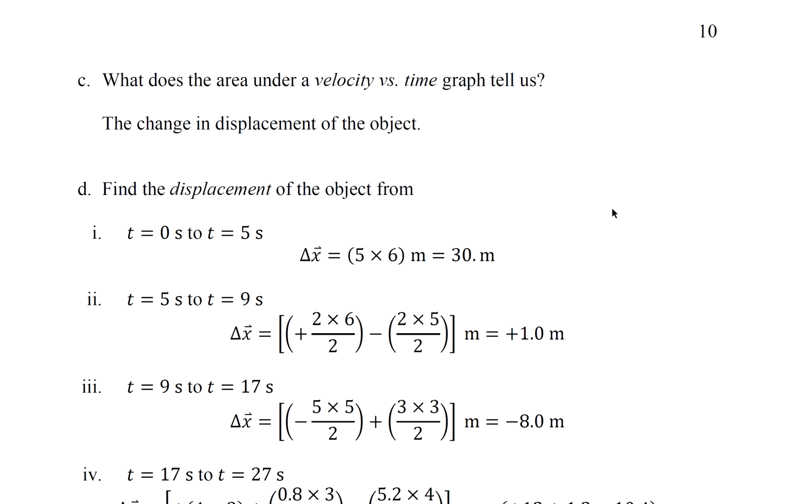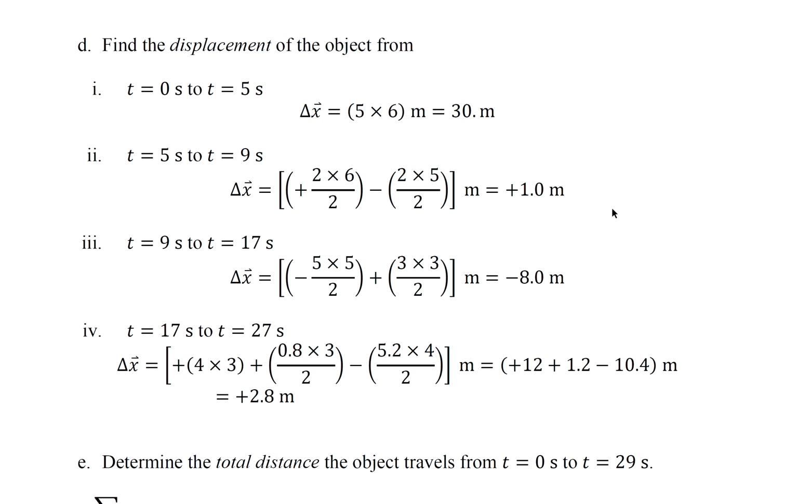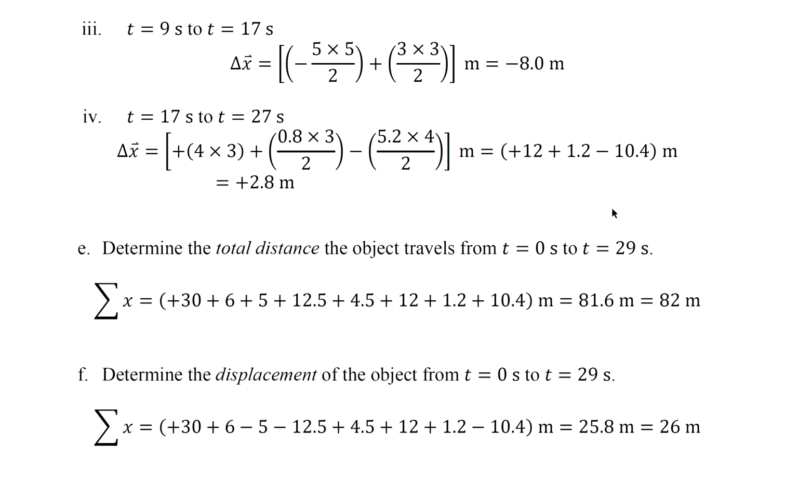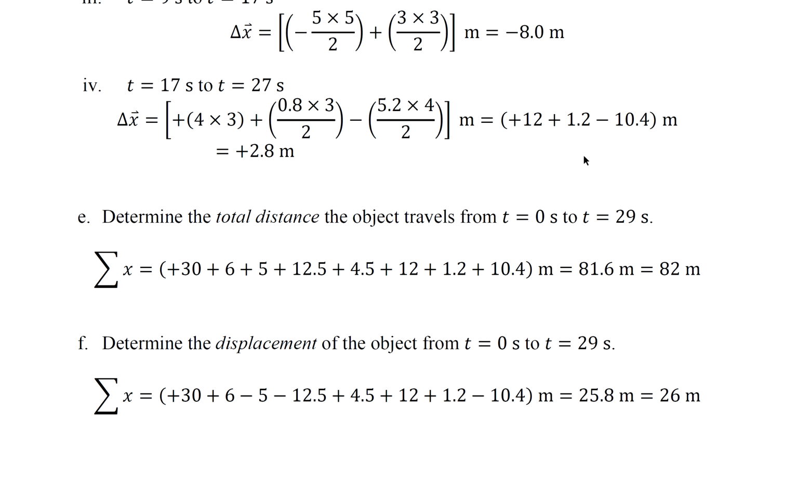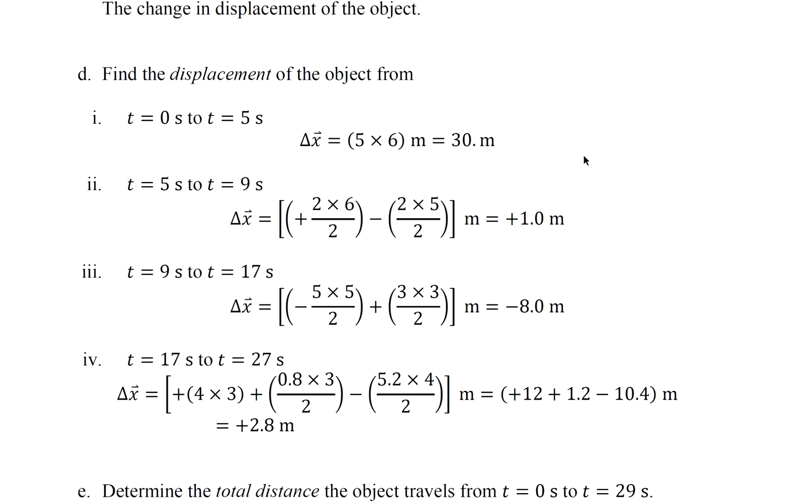Part C, what does the area under a velocity versus time graph tell us? The change in displacement. So find the displacement of the object from these times. We just take the area under the graph between those 2 points. Determine the total distance the object travels. Well, for part E, we just need to add up part D.